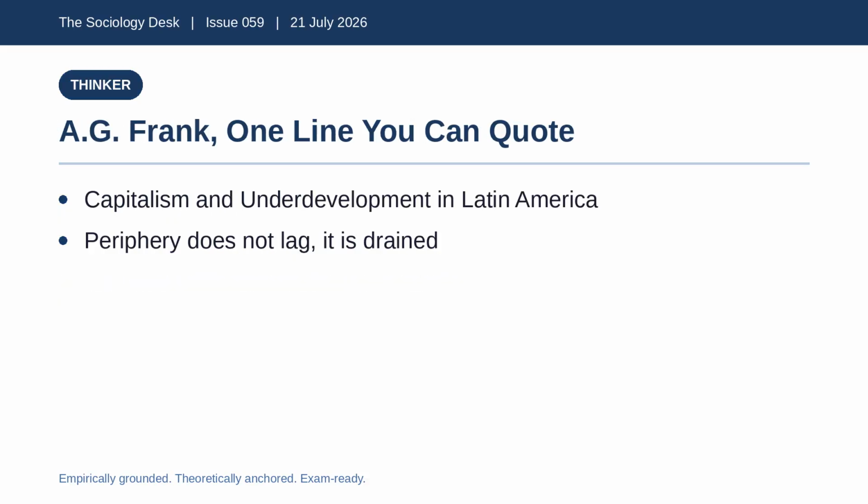Let me give you one formulation you can safely reproduce in your answer, properly attributed. A.G. Frank argued in his book, Capitalism and Underdevelopment in Latin America, that the periphery does not lag behind the metropolis on some common developmental path. Its backwardness is the direct product of the very relation that enriches the center. Write that sentence, attribute it correctly, and an examiner immediately knows you have read beyond the coaching notes.